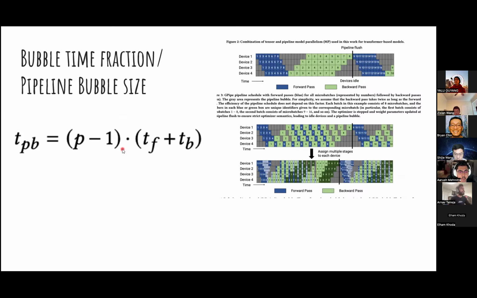Let's say each forward pass takes TF and each backward pass takes TB, which means the total time to process one microbatch would be (P minus 1) times (TF plus TB). Next, please.